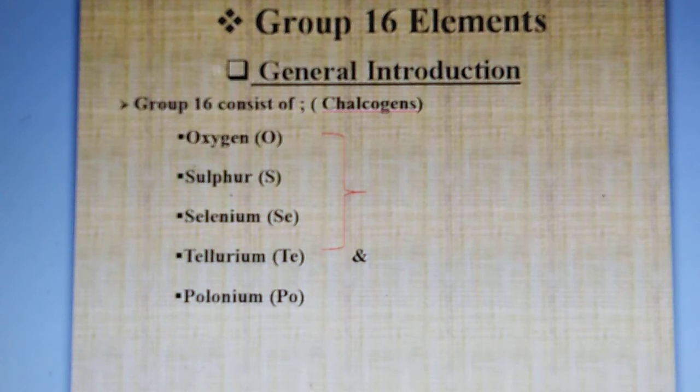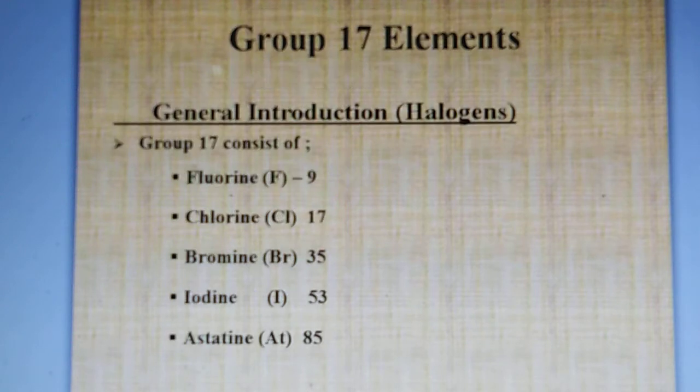Next, if you see the next group, group 17 elements. Group 17 elements are called the halogens. We are already familiar with the halogens: fluorine, chlorine, bromine, iodine and astatine. See, F, Cl, Br, I and At. These belong to group 17. Group 17 elements are called the halogens.